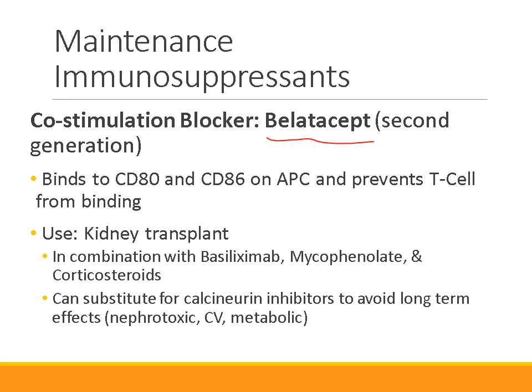Belatacept is used mainly in kidney transplant. It's typically used in combination with basiliximab, mycophenolate, and corticosteroids. It can also be substituted for calcineurin inhibitors in order to avoid some of the long-term adverse drug effects of calcineurin inhibitors. Again, they are nephrotoxic, which is especially problematic in kidney transplant, and then they are associated with the various metabolic and cardiovascular effects. So this substituting for that calcineurin inhibitor can be beneficial.